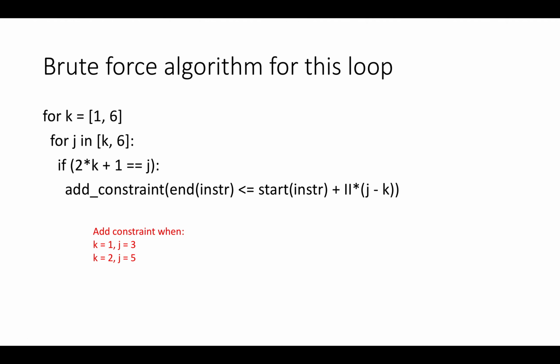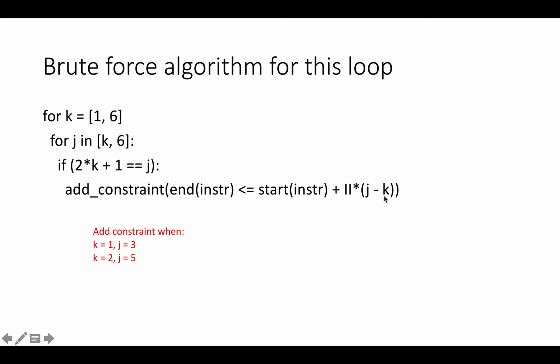And so just executing this symbolically, when k is 1, we have 1 times 2 plus 1, which is 3, so j is 3. And then when k is 2, we've got 2 times 2 plus 1, which is 5. So when j equals 5 and k is 2, we'll have a constraint. Then when k equals 3, we'll have 3 times 2 plus 1, which is 7. So when j is 7, we'd add a constraint. But actually the bound on j is from k to 6, because this loop only has 6 iterations. So we're only going to have 2 constraints.